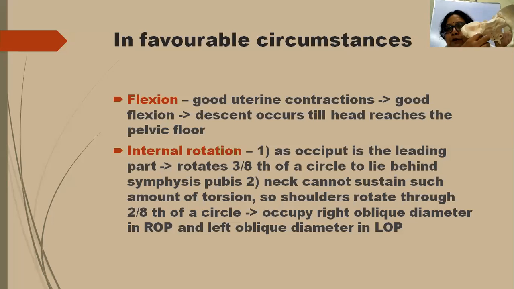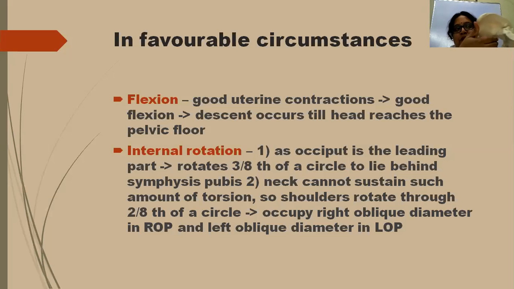So from there to this one transverse diameter, and from there to here. So this one part, this is the second part, and this is the third part. So it is moving through 3/8 of the circle to lie behind the symphysis pubis. So since the neck cannot sustain such an amount of torsion, what happens? Even the anterior shoulders will rotate.